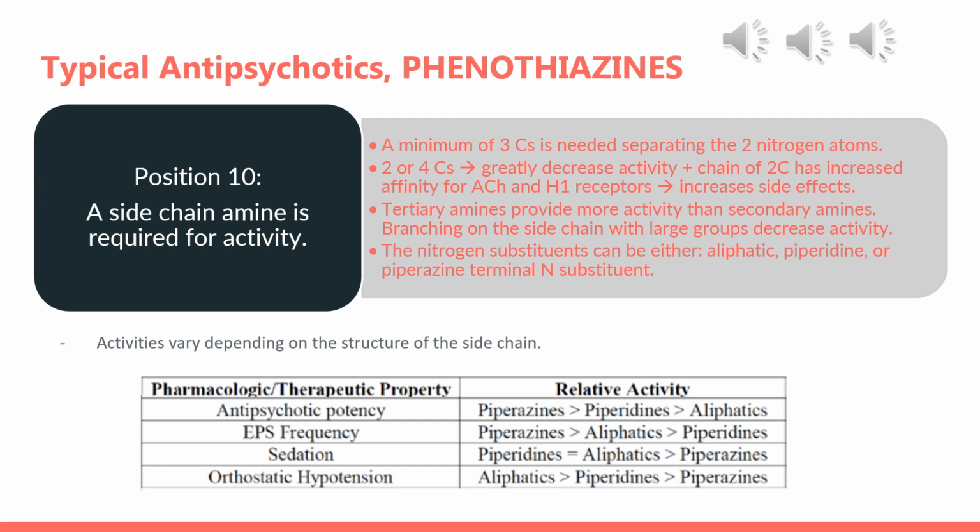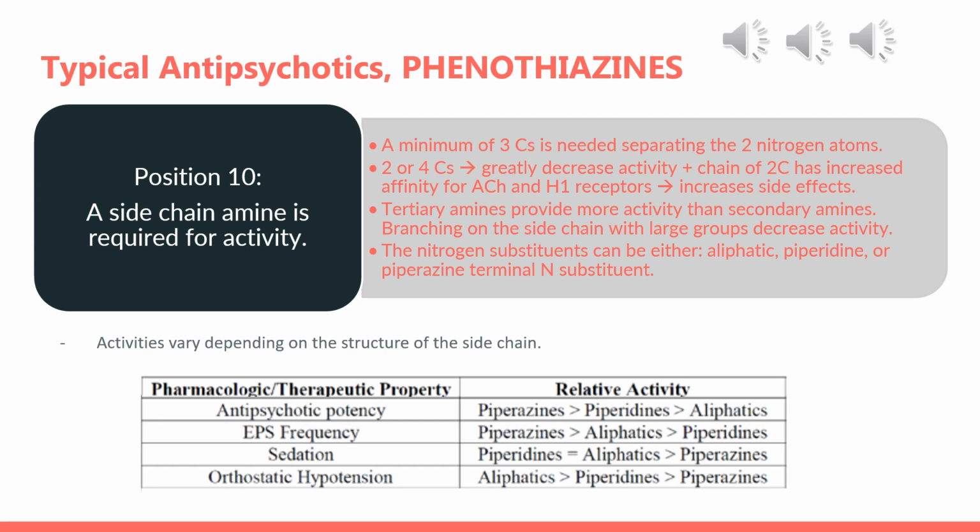A minimum of 3 carbons is needed to separate the 2 nitrogen atoms, and 2 or 4 carbons greatly decrease that activity. In addition, a chain of 2 carbons has increased affinity for the acetylcholine and H1 receptors, increasing the side effects. Tertiary amines provide more activity than secondary amines. Branching on the side chain with large groups decreases activity, and the nitrogen substituents can be either aliphatic, piperidine, or piperazine terminal end substituents. In combination with the electronegative chlorine, it's responsible for attracting the amine side chain closer to its position, towards the ring to which it's bound.